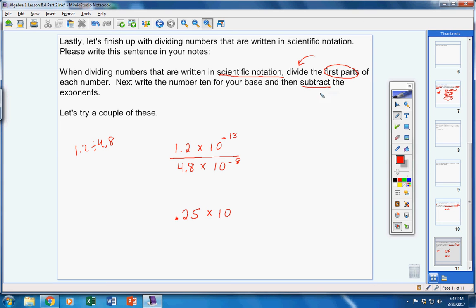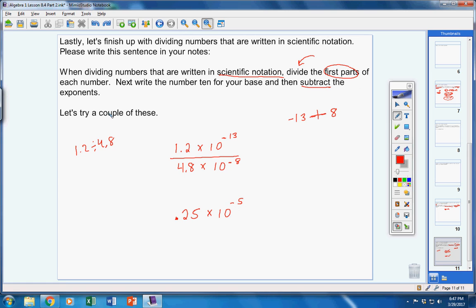The next thing I do is I write the number 10 for my base, and then I subtract my exponents. Now remember, it's the top exponent, negative 13, minus the bottom exponent. So be careful, minus a negative or a double negative just makes it become positive. So negative 13 plus 8 gives you a negative 5.